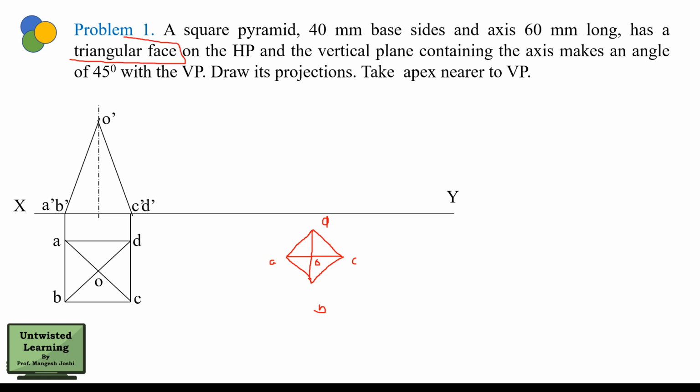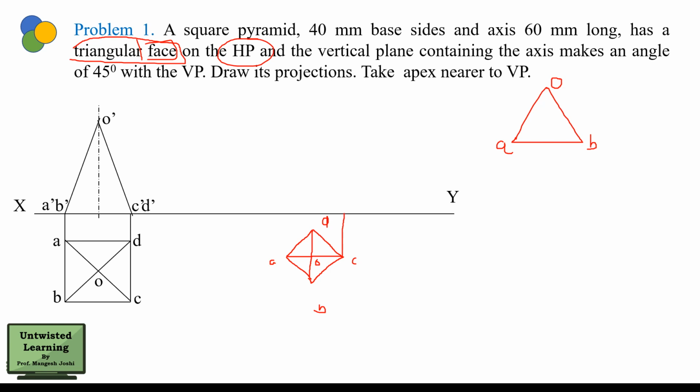you have to keep the triangular face on HP. So as I say triangular face, it will have 3 points, one will be the apex point and two will be the base points. So it will have a face on HP, means height of 3 points will be 0. But if you project this, you will get only 1 point here. So this option you cannot select.